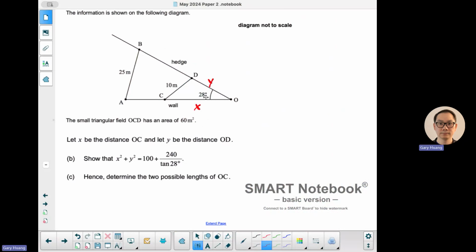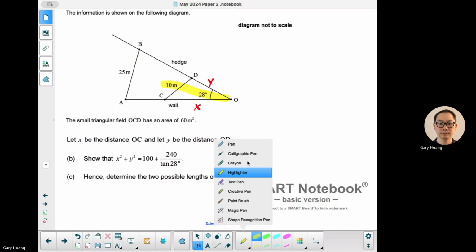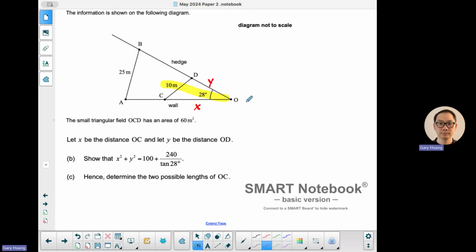So this is cosine law. You see how you have 3 sides and an angle. These go together, right? So setting up cosine law, 10 squared would equal x squared plus y squared minus 2xy cosine 28 degrees.